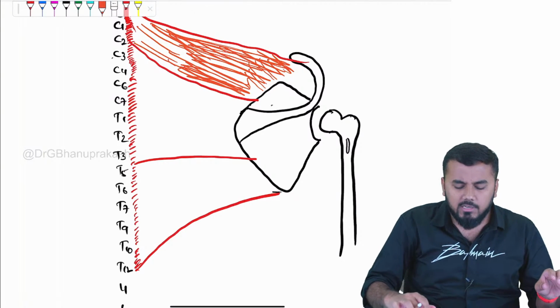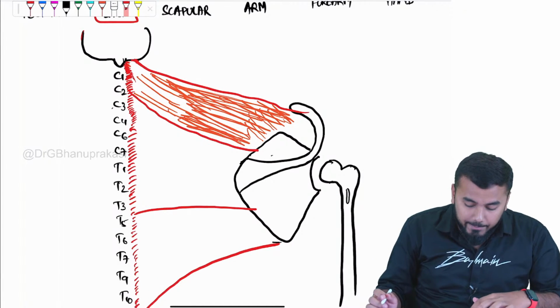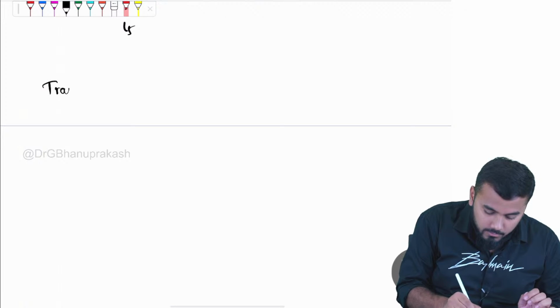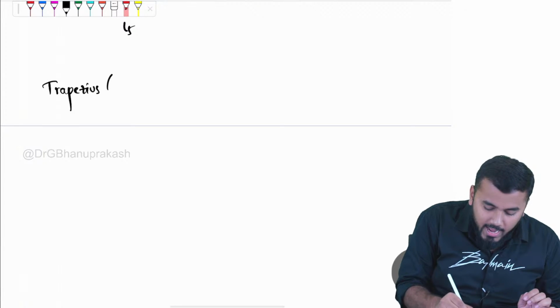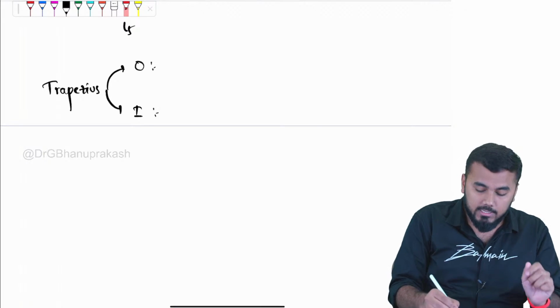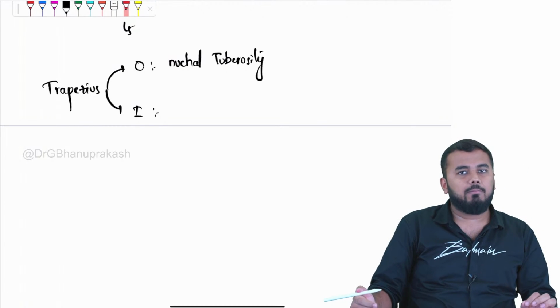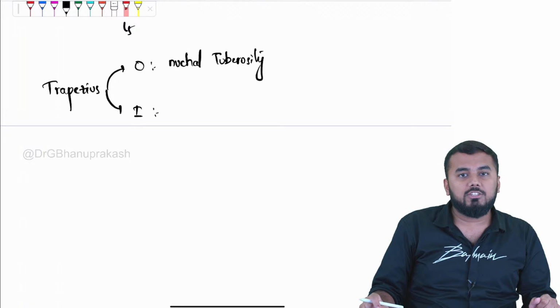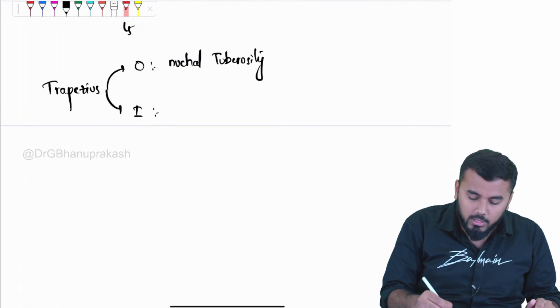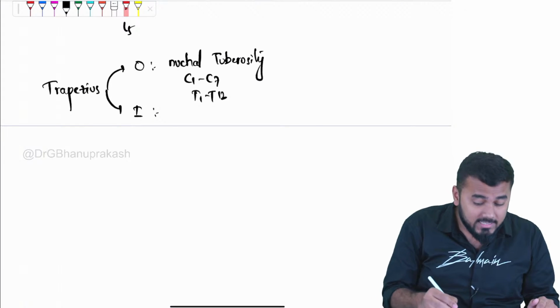So this entire muscle which I have just drawn is called your trapezius muscle. What is this muscle? Trapezius muscle. So if I ask you the origin and insertion, the origin of this trapezius muscle is from the nuchal tuberosity. Should I remember origin and insertion for the next exam? No. Should I remember origins and insertions for MBBS first year? Yes, you have to remember. So nuchal tuberosity, C1 to C7, T1 to T12. And where is it inserting?